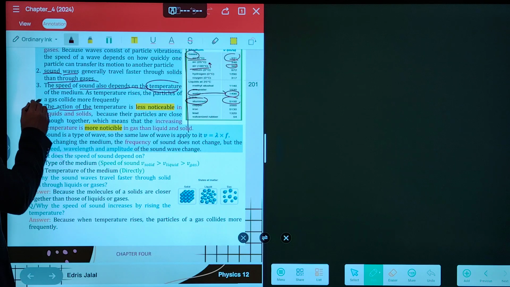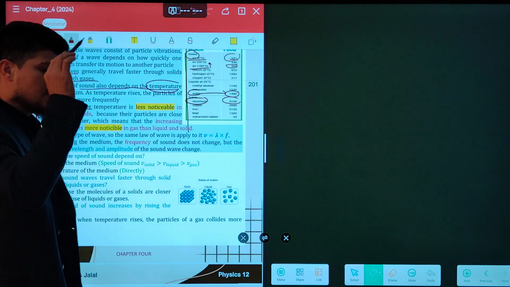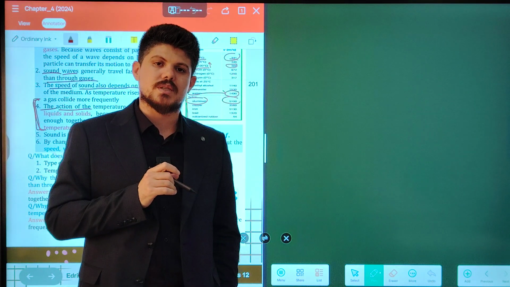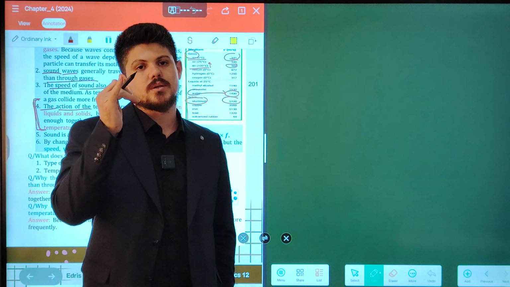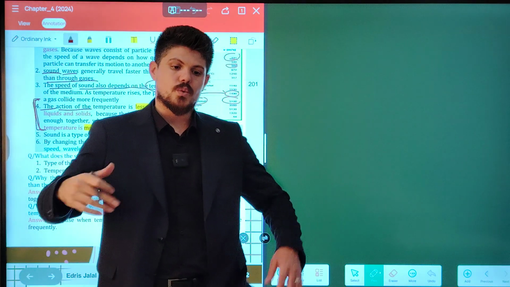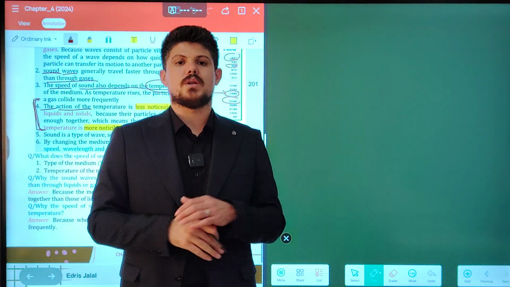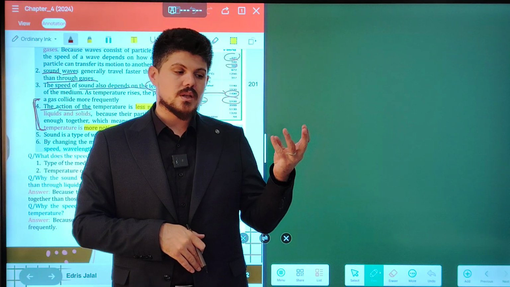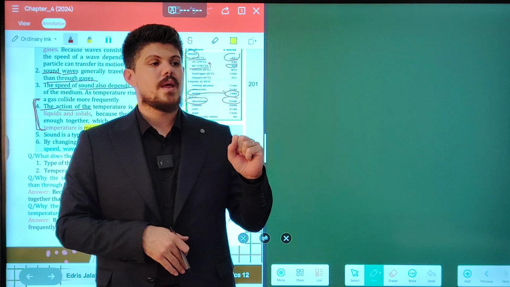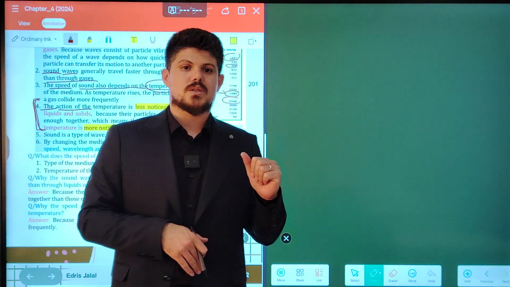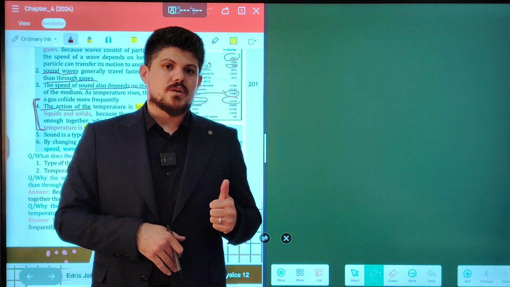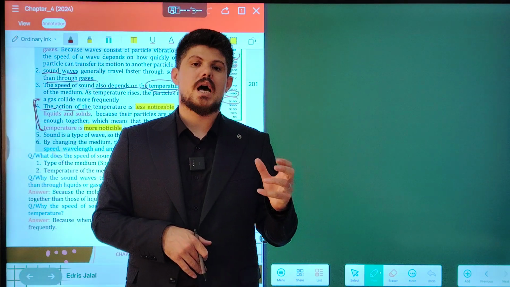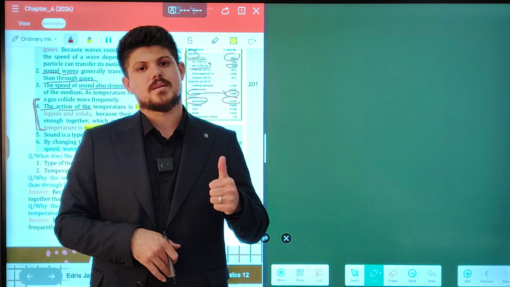Guys, look at this note number 4. Which of the following mediums has the most speed of sound? Solid, liquid, or gas? Solid. Once again, listen carefully: the speed of sound in which of the following is faster? Solid, liquid, gas? Solid. But if I ask you another question, in which of the following mediums is the action of temperature more effective? Gas.